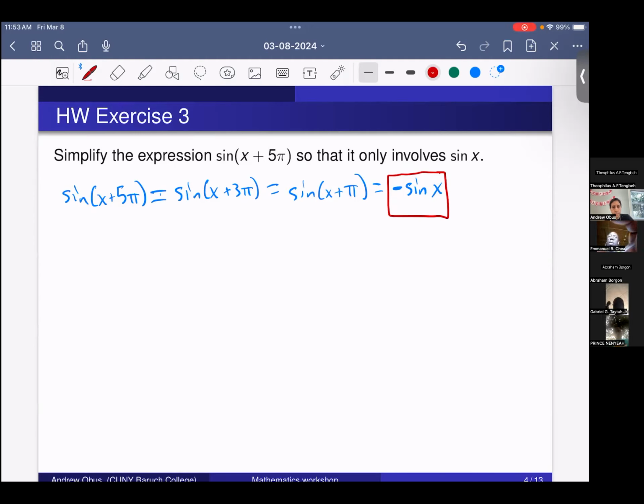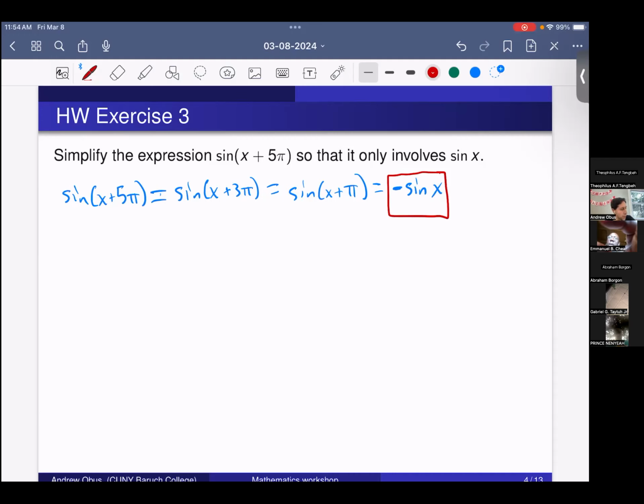Thank you for the problem. My concern is this: we have sine of x plus 5 pi, which is equal to this expression, and also equal to this one. Where did the subtraction you're talking about come from? Can it simply be pi here so we can see it?